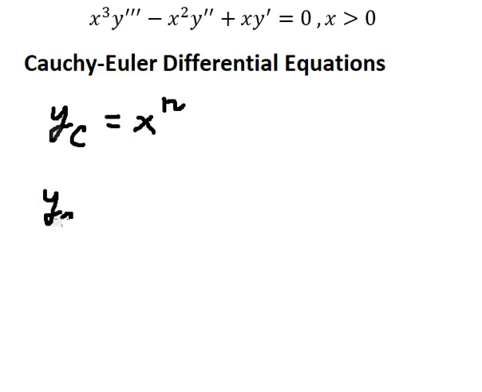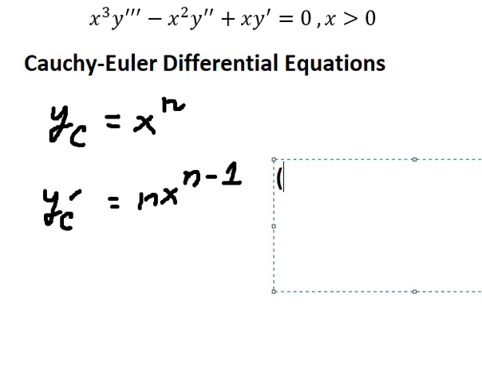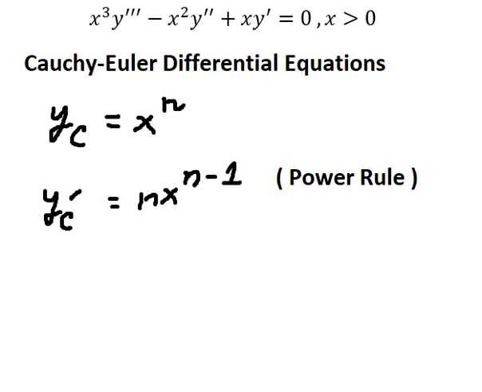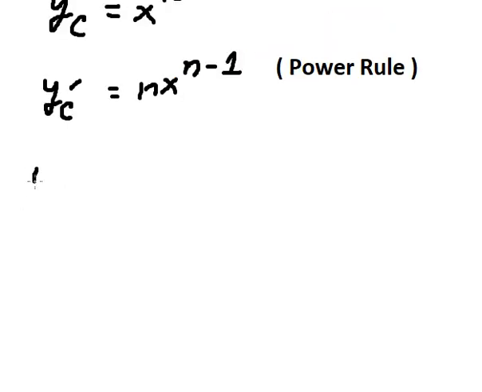Later, we need to do first the derivative of yc, and we have nx to the power of n minus 1. We know that this is the power rule of the derivative. So we do similarly for the second and third derivative of yc.